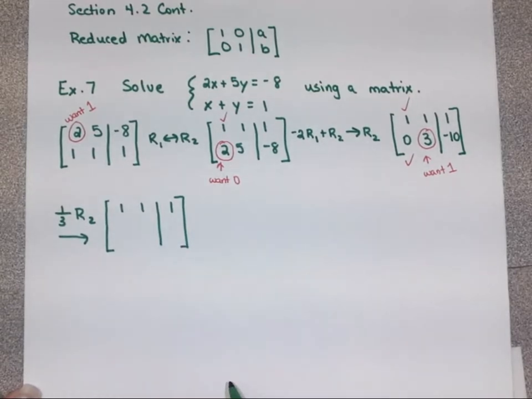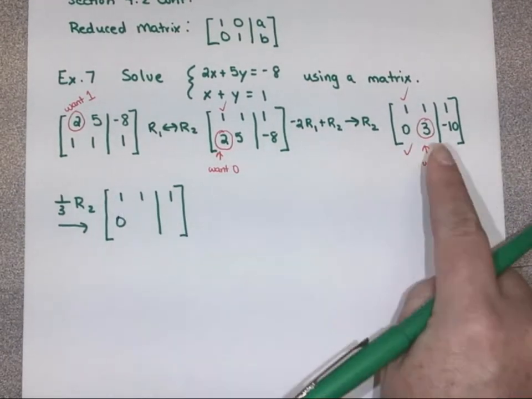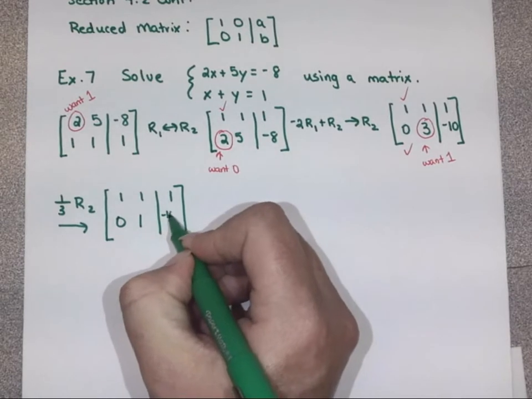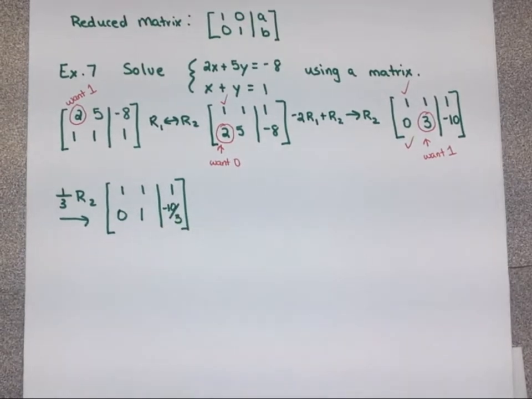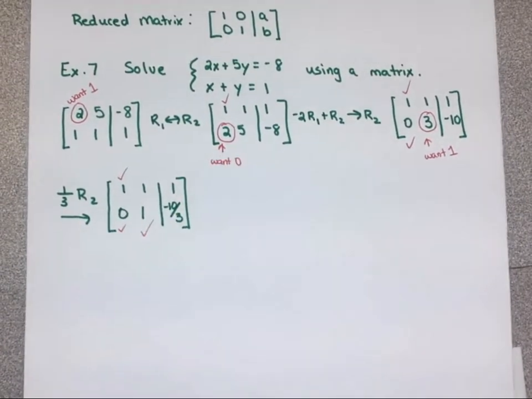Okay, so we might not love the fact that we're going to get a fraction here, but don't overthink this. Multiplying by a third is the same as dividing by 3. Okay, and that's probably easier to think about in our heads, right? So what's 0 divided by 3? 0. What's 3 divided by 3? 1. And then negative 10 divided by 3 is just going to be a fraction, negative 10 thirds. Okay, so I'm good here, I'm good here, I'm good here.